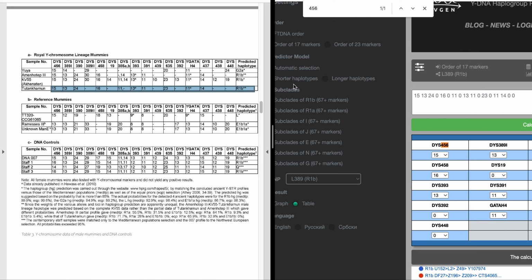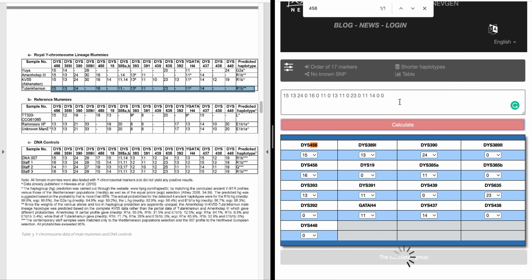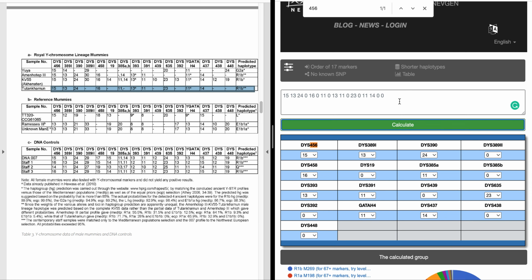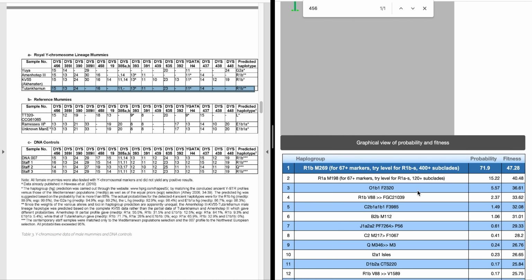So let's start with the shorter haplotypes. Alright, so it looks like that's the highest we're gonna get. It's the 71.9. I mean, that's good though. I mean, it's a C, so it'll be passing. It's above 70, so it's passing in my book. So, but as we see, it's R1b.